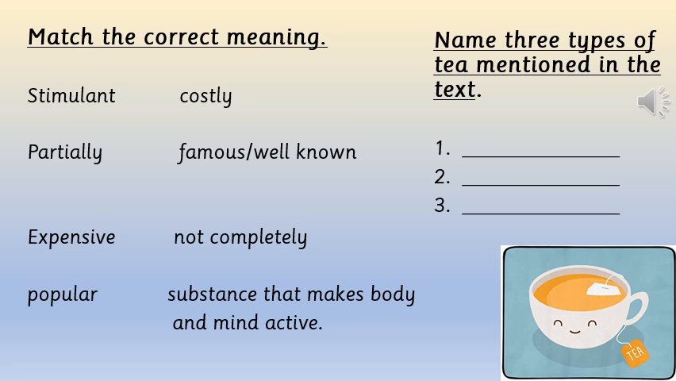Let's continue the questions. Match the correct meaning. I have given you 4 words and I have given you the meanings as well. So you just have to match which word matches the correct meaning. Stimulant, partially, expensive, and popular. These are the words. Now let's read the meanings. Costly, famous or well known, not completely, or substance that makes body and mind active. So these are some of the meanings. Now you have to match the correct meaning with the correct word.